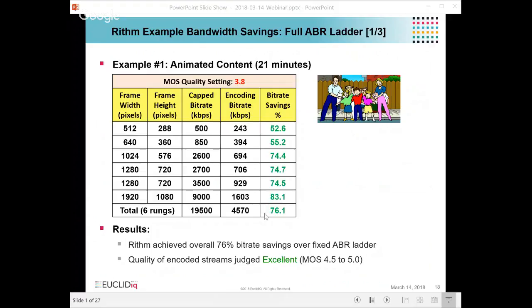Overall, Rithm achieved a 76% bitrate savings over the fixed ABR ladder, and it did that while achieving excellent quality for the output streams, above the input desired MOS. In this example, it's possible that the encoding bitrates could have been reduced even further while maintaining acceptable quality, but Rithm maintains a safety margin to ensure that its bit rates are not underestimated, and the bitrate savings were very large in any case, 76%.